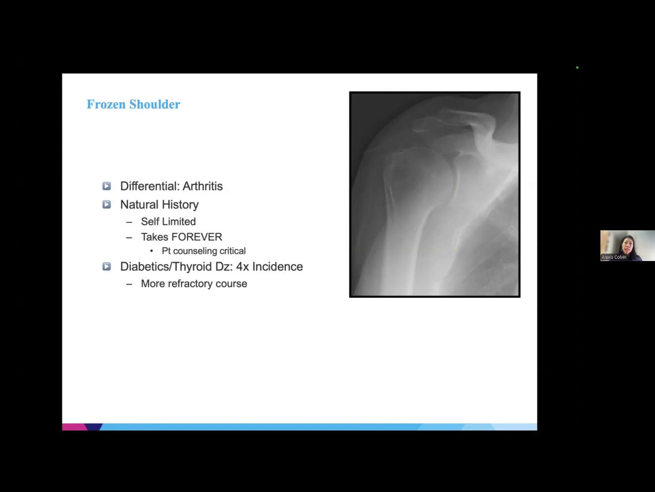It is self-limited, but it can sometimes take one to two years to completely resolve. So that's really the important distinction to make with these patients, is that it really is just time and physical therapy, maintaining their motion, that sort of thing. But it is something that will get better on its own.